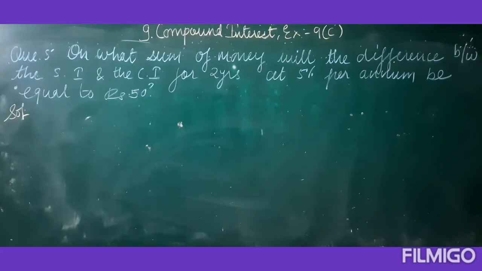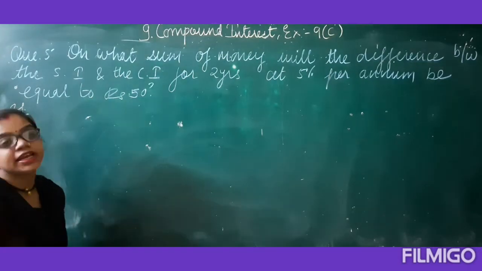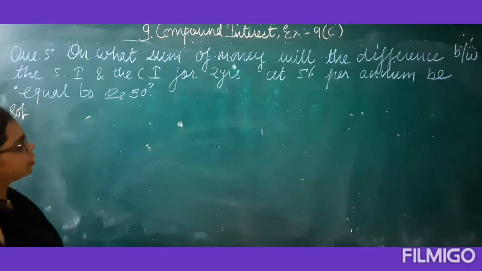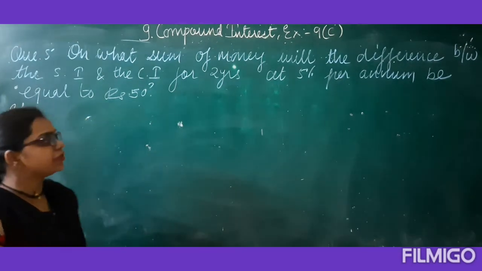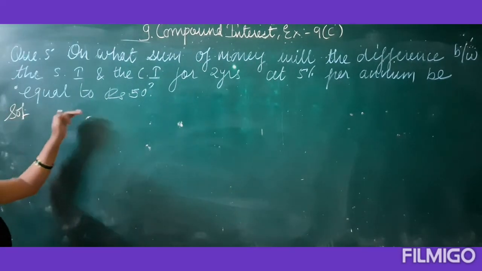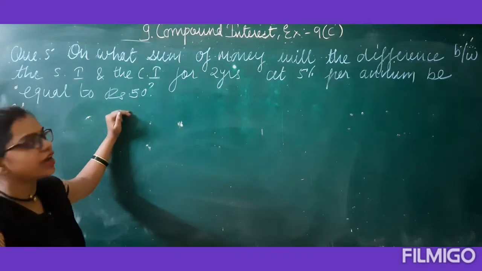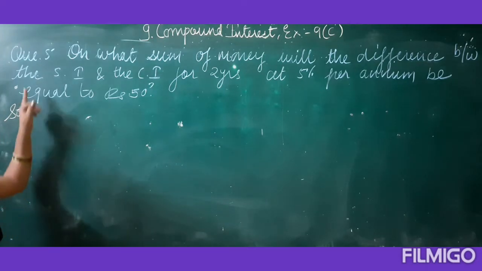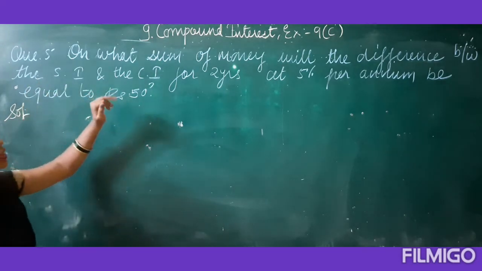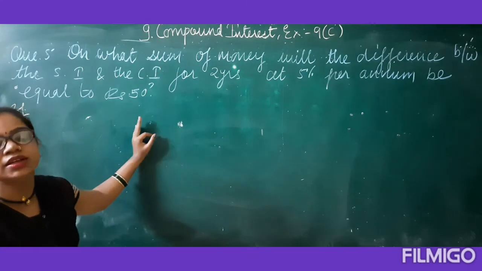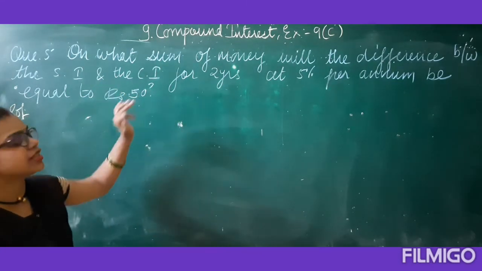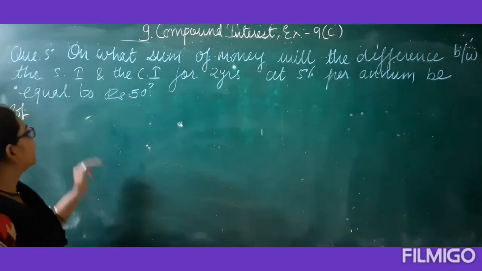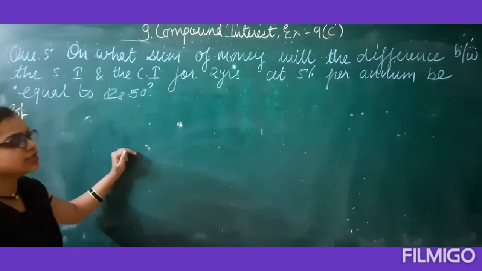This is question number 5. On what sum of money will the difference between the SI and the compound interest for 2 years at 5% per annum be equal to this much rupees? Means you have to find out the sum of money for which the difference in the compound interest and the simple interest for 2 years at 5% rate per annum is equal to rupees 50.